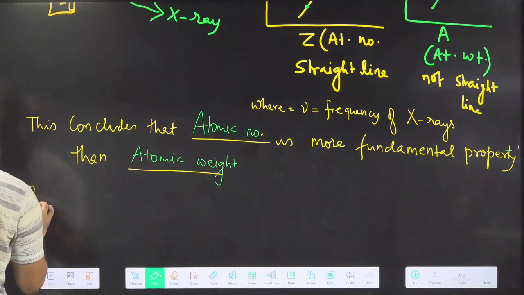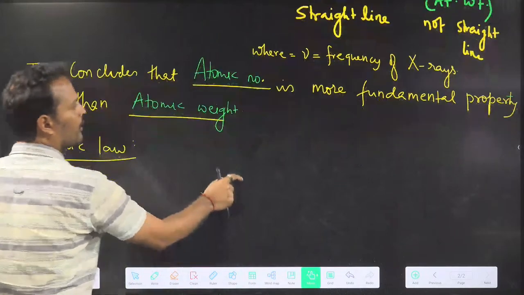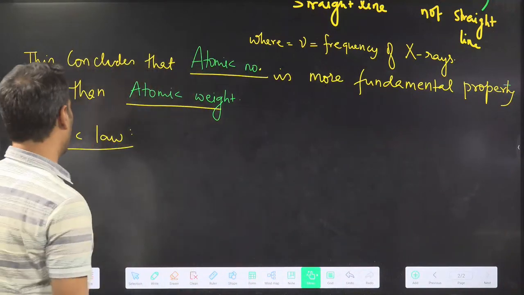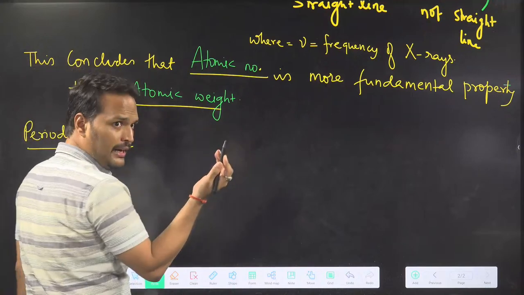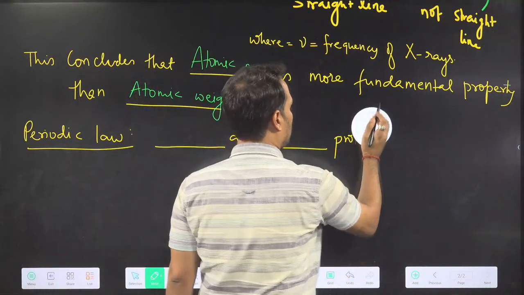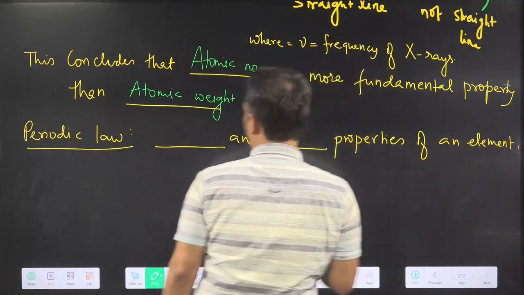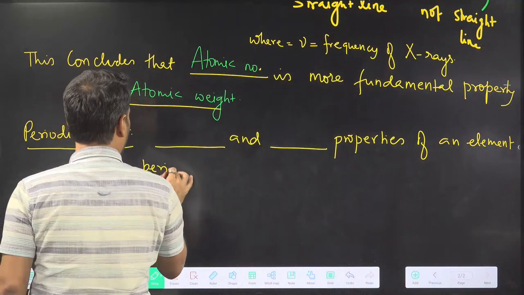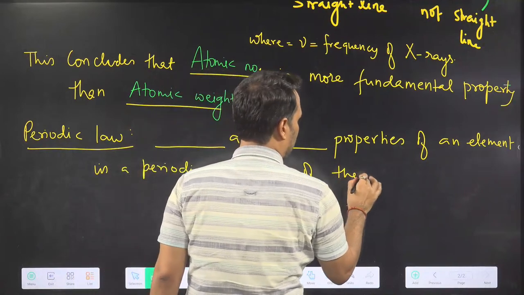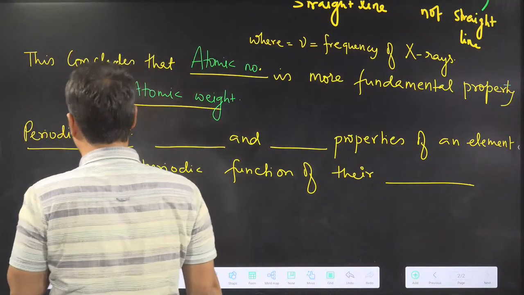Now we'll write the periodic law, which everyone knows. So what is the periodic law? Everyone knows this point. So I'm again writing, fill in the blanks: dash and dash properties of an element is a periodic function of their dash. Can you fill it up? Periodic law.